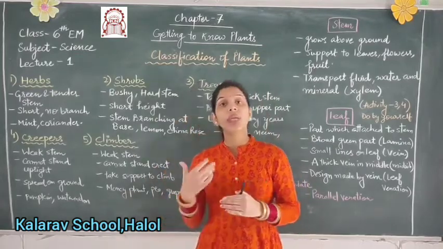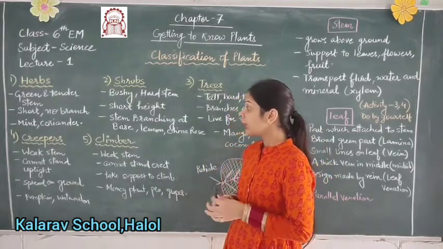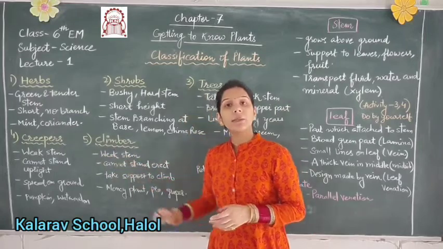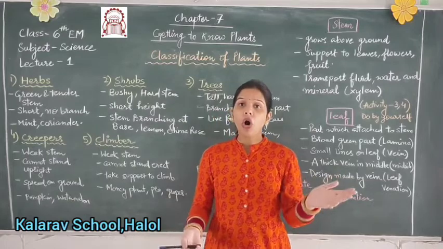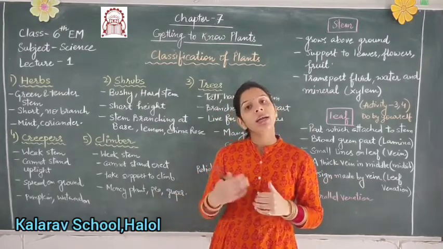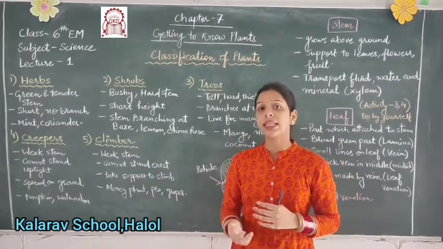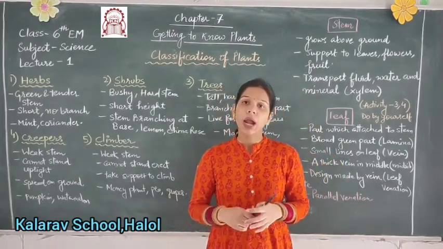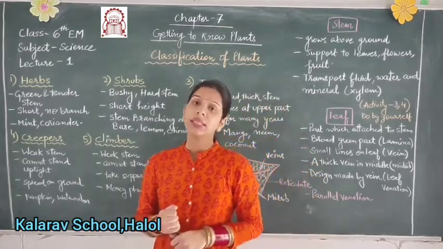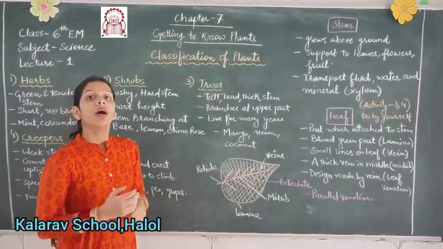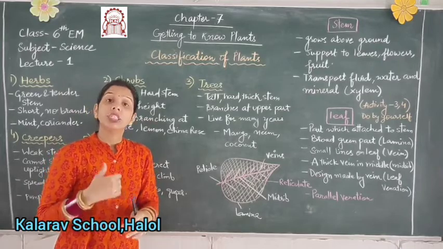Next is climber. Similarly, a climber has a weak stem. They cannot stand erect or upright. The basic difference between a creeper and a climber is that a climber takes support of another tree, wall or fence for climbing. So they do not climb by themselves, but have to take the support of other plants. For example, money plant, tea plant, grape plant. These are the examples of climbers. As the name indicates, climbers need a support to climb.